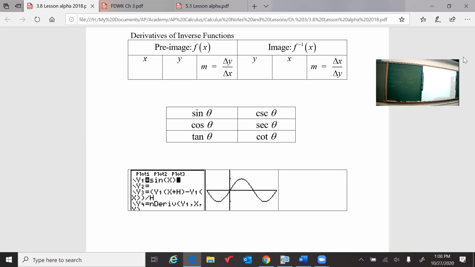So here's the picture we showed you, trying to communicate to you the sine wave where the restricted domain is, where it's going to pass the vertical line and horizontal line test.